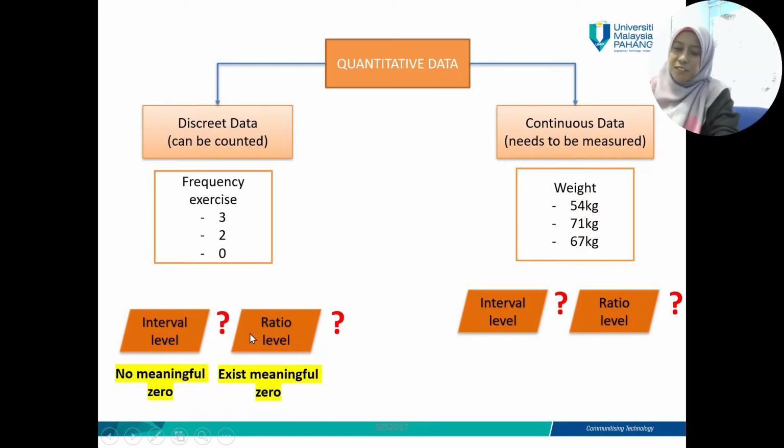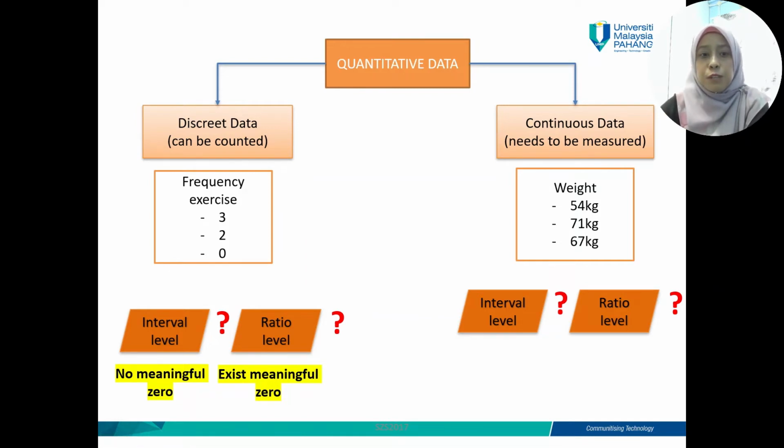Okay, meaningful zero is like this. Let's talk about this variable, frequency of exercise. Let's consider the data value 3. What does value 3 tell you? So it tells you that this person exercises 3 times in a week, right? Okay, what about data value 2? So this person exercises twice in a week.